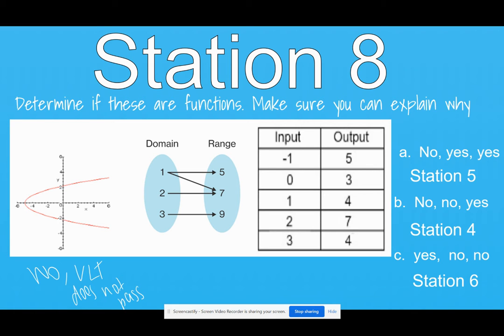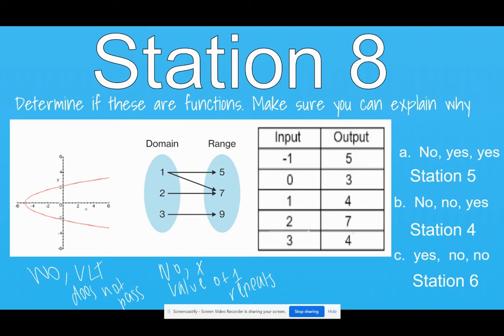If we look at the second one, is this a function? Yes or no? No, because one of the x values, which is the domain, repeats. So if I was to put this into ordered pairs, it would be 1, 5, 1, 7. You can't have two of the same x values. So I would say no, x value of 1 repeats.